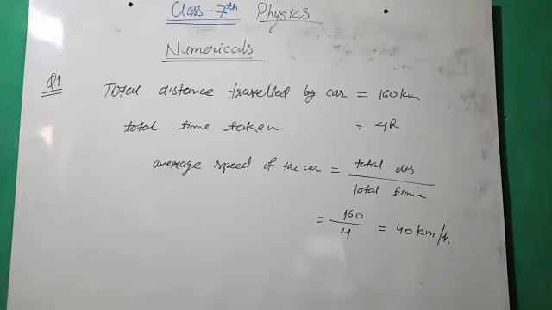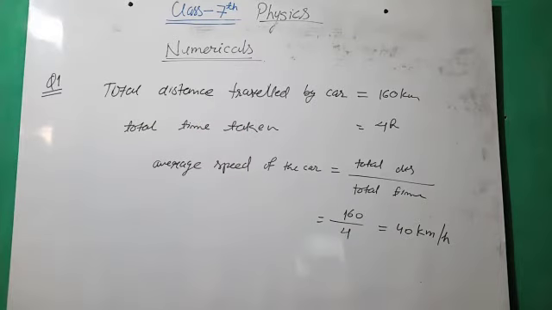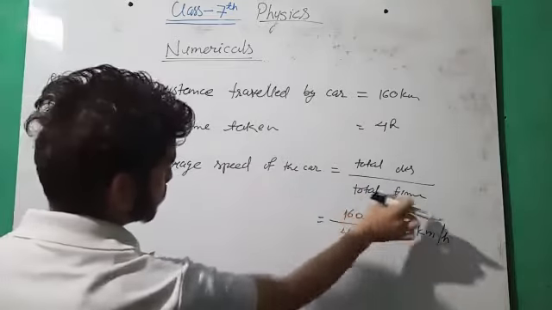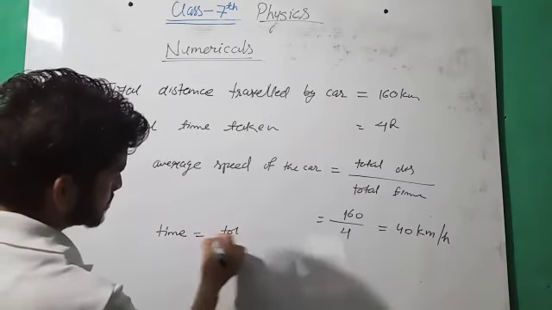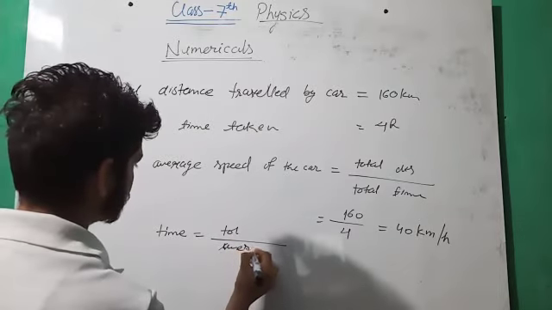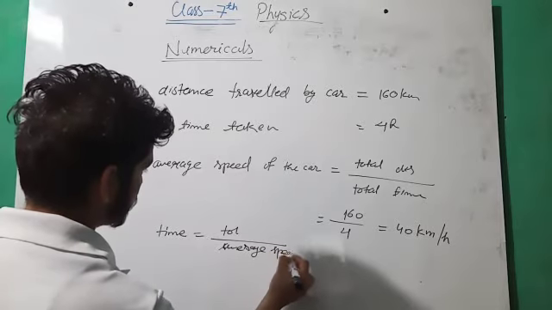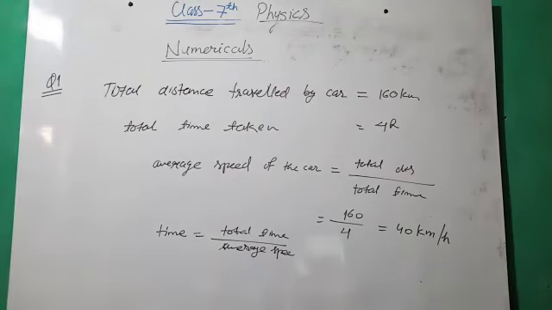Distance given is 300 km, average speed given. We have to find out the time taken by the train to travel the 300 km distance. Okay, similar question, just we have to find out the time. So total time equals total distance upon average speed. We have to use this formula. This second question is your homework, okay?